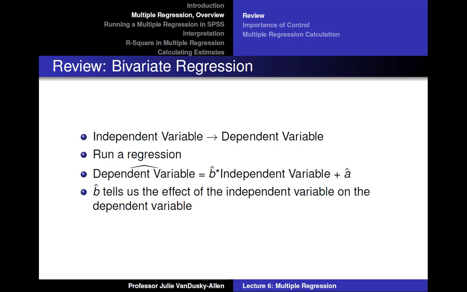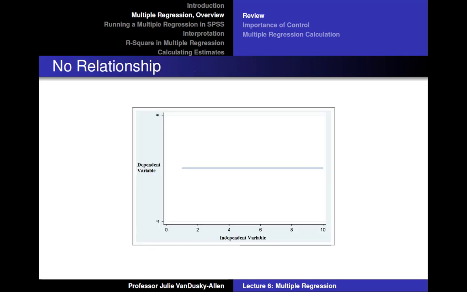In the previous lectures, I showed you how to use a bivariate regression to determine whether one independent variable has a statistical impact on a dependent variable. Bivariate regression produces the following equation: dependent variable hat equals b hat times the independent variable plus a hat. B hat tells us the effect the independent variable has on the dependent variable. If the independent variable has no discernible effect on the dependent variable, then b hat would be equal to 0. As the independent variable increases, the dependent variable stays the same.